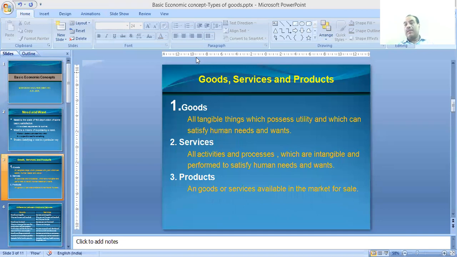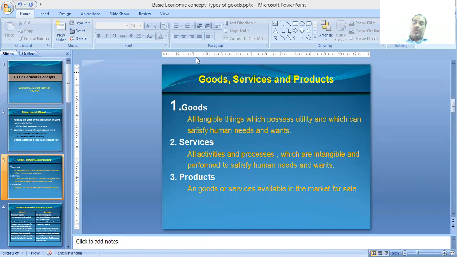It has utility, and utility is the ability of a commodity to satisfy human wants. So it is a power. Utility is a power that satisfies human needs and wants. And every good and service holds utility, possesses utility.